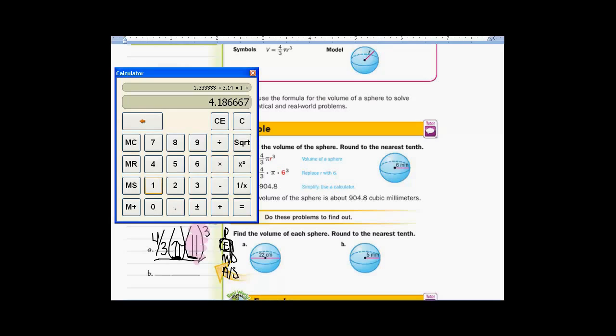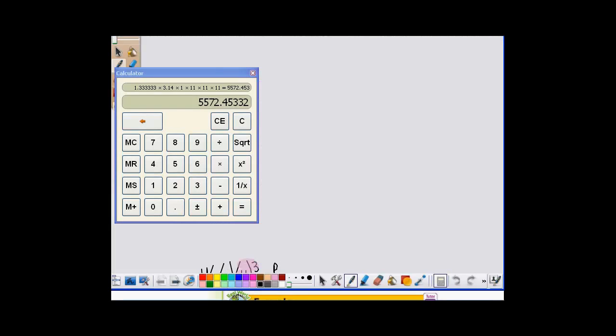We're just going to start over. 11 times 11. One more times 11. 5,572.5 centimeters cubed. Now, if you use the pi button, let's see, what did they get with the pi button?